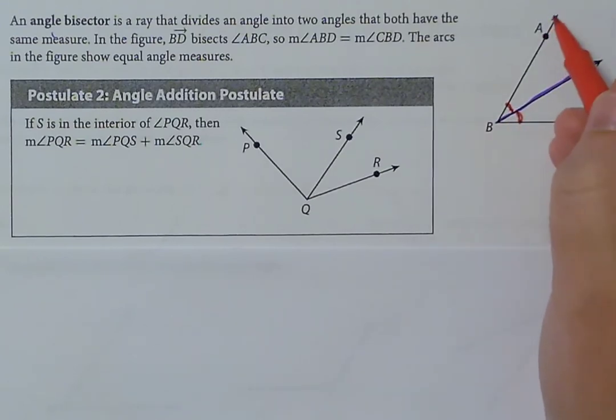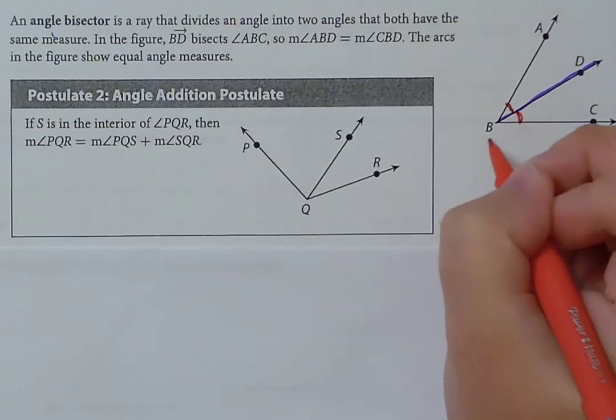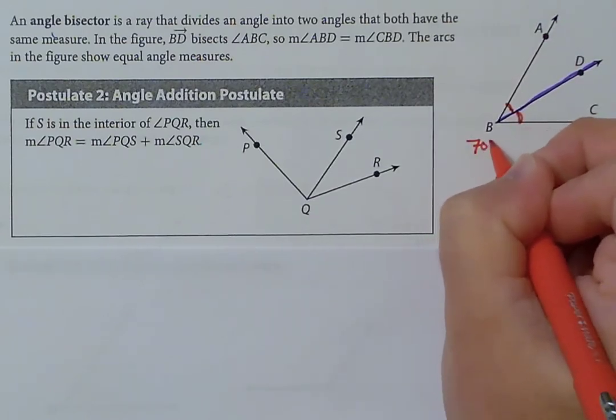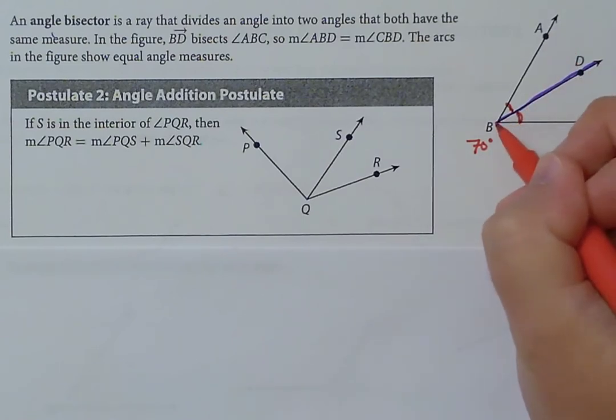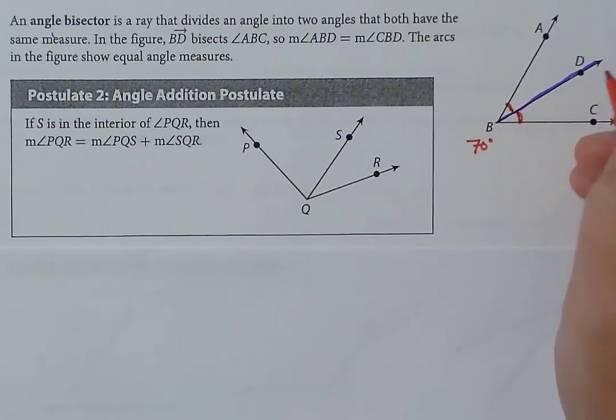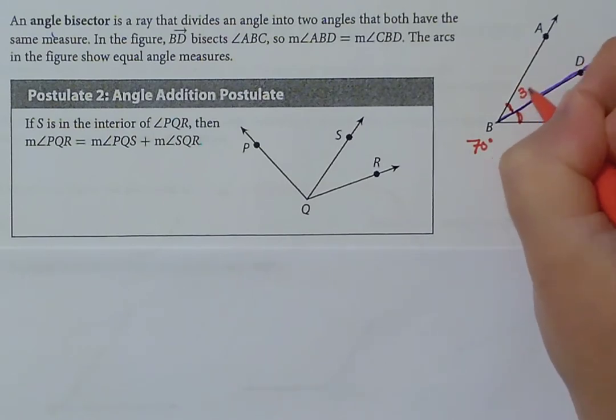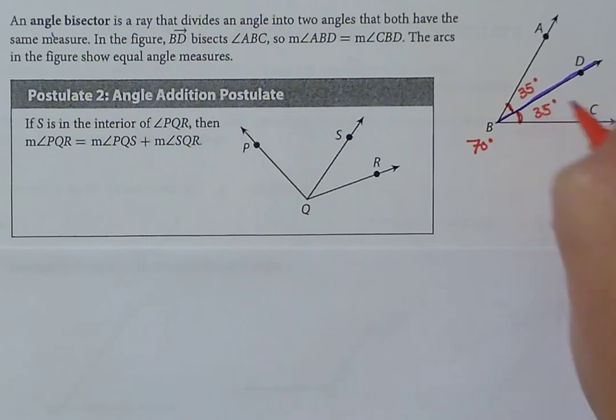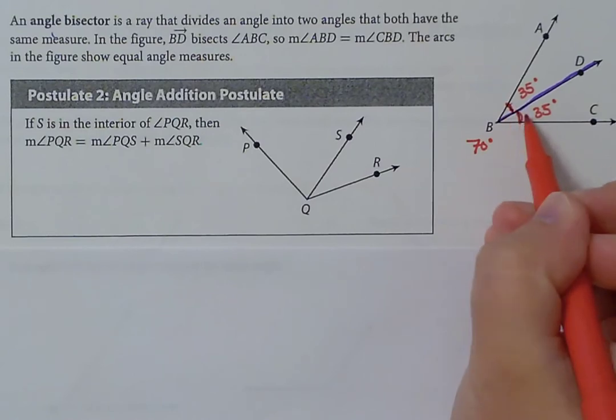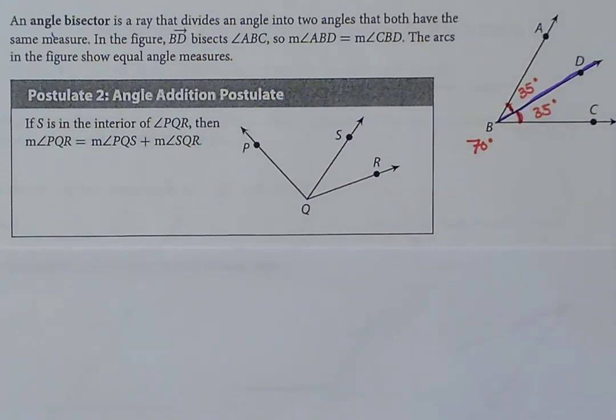So let's say that the original angle ABC was 70 degrees. So if we bisected the angle, we cut it in half. That means this part is 35 degrees, and this part is 35 degrees as well. So it cuts the angle in half. They have the same measure, and we're going to denote that by drawing these, the angle form of a tick mark that we talked about with segments.